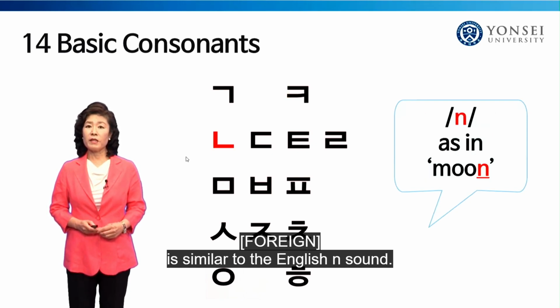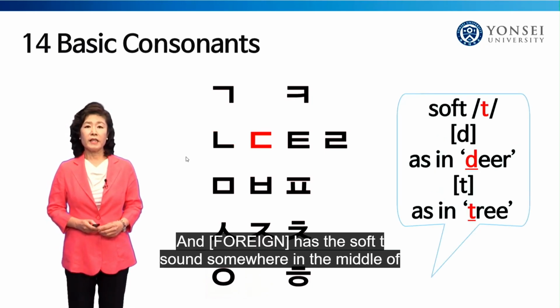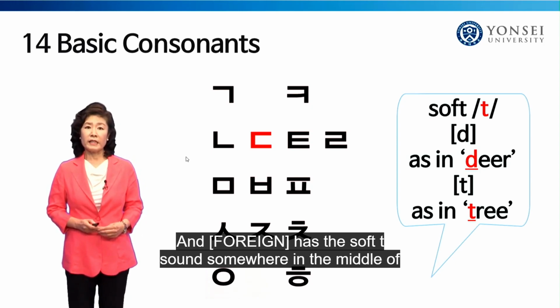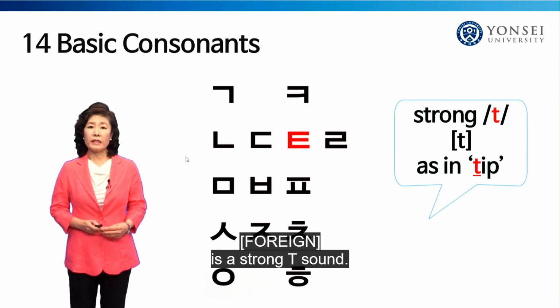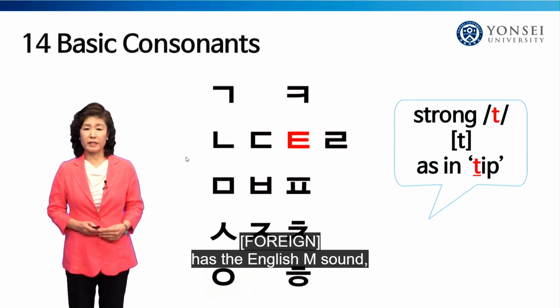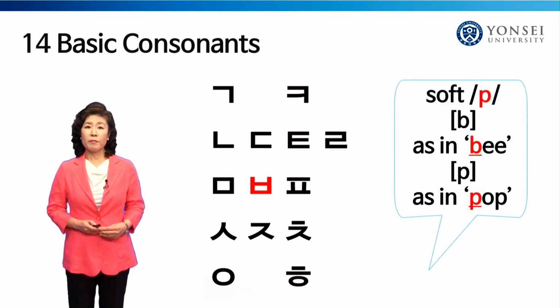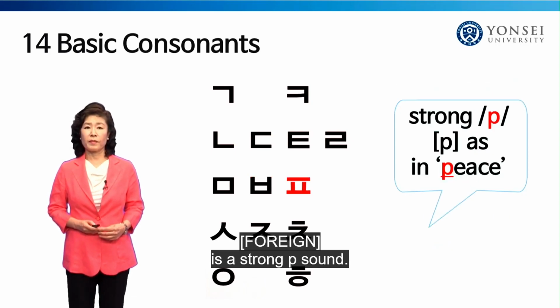Miun is similar to the English N sound. And Digut has the soft T sound somewhere in the middle of T sound and the D sound. Tiut is a strong T sound. Mium has the English M sound, and Piup has a soft P sound in between a P sound and a B sound. Piup is a strong P sound.